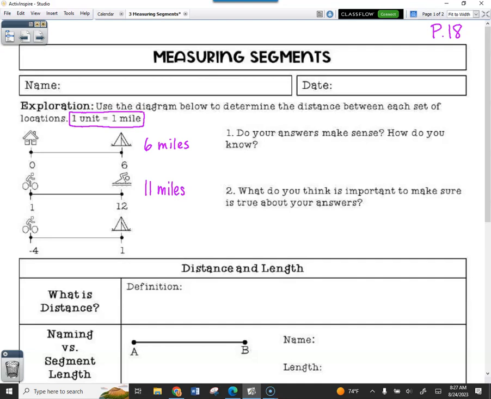All right. Now we have a biker to the tent. Now, for whatever reason, this one is -4, and then this one's 1. So how much space is between them? 5. Because if it helps you think of 0, this is -1, -2, -3, -4. There's 0, and there's 1. So in terms of units, it's 5 units, which means it's 5 miles.